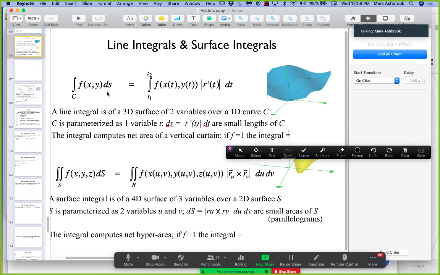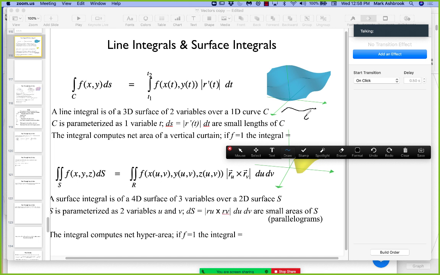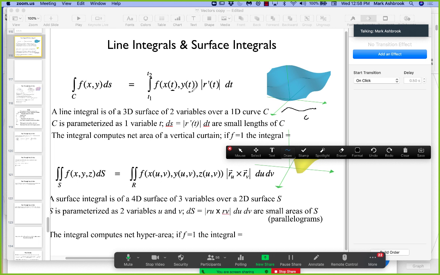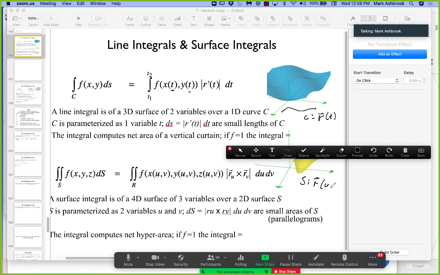With these line integrals of multivariable functions, we had a function of two variables, and for the surface integral, that was a function of three variables. And then we parameterized the curve in one variable t, so that's our r of t. With surface integrals, we know that surfaces are parameterized with two variables, generically u and v.